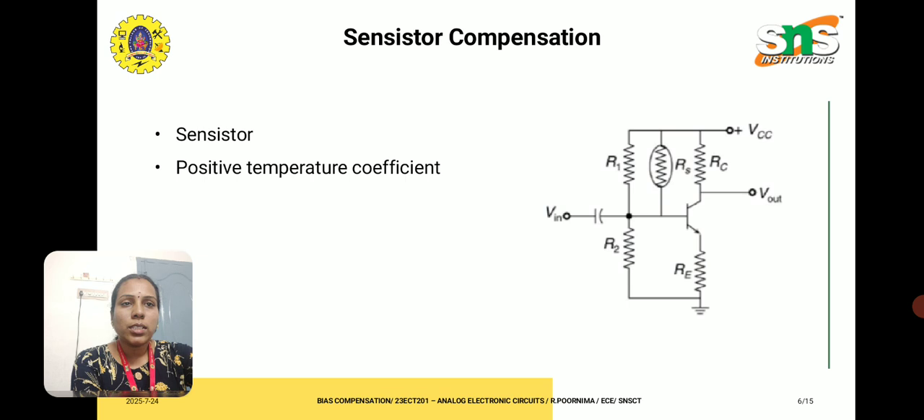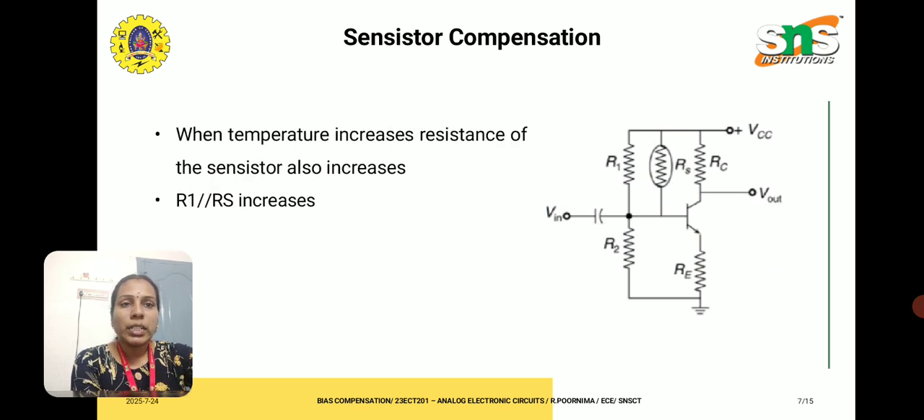And next is the transistor compensation. In transistor compensation, we use a positive temperature coefficient device. Here we connect the transistor in parallel with resistance R1. It is mentioned as RS by a circled resistance, in which it is compensated by the changes in VBE.